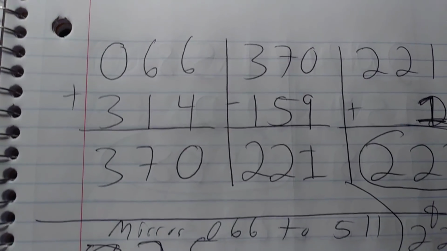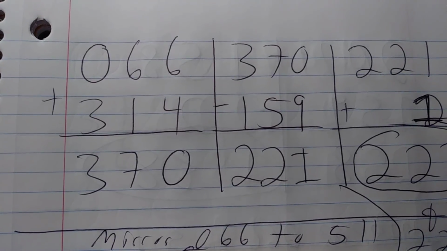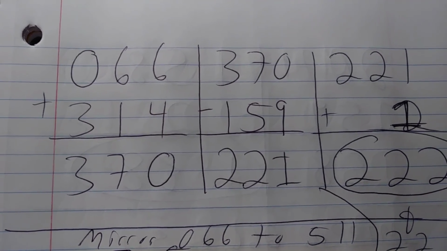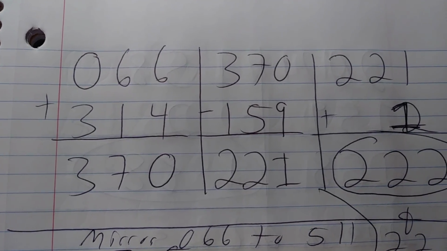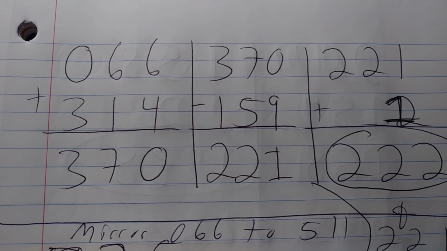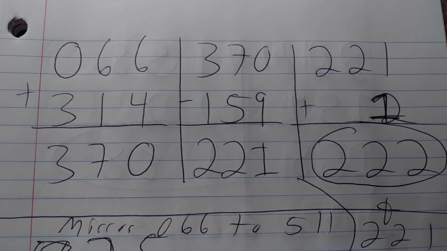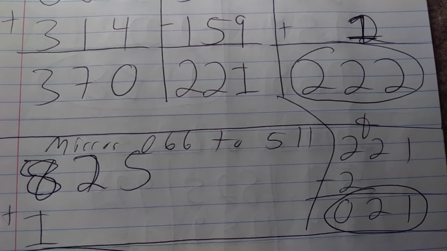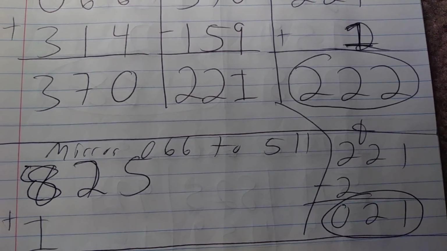You're going to take 066, add on the 314. Already did the math on 370. You're going to subtract off 159. That's going to give 221, and then 221 plus 1 is 222. And then you're going to also subtract off 2, which is 021.